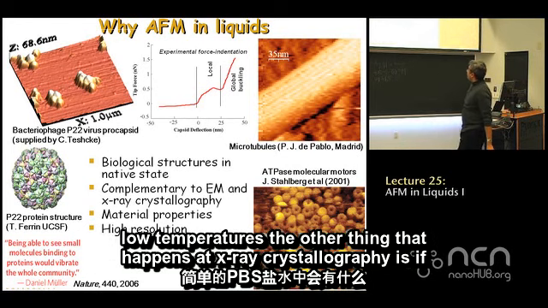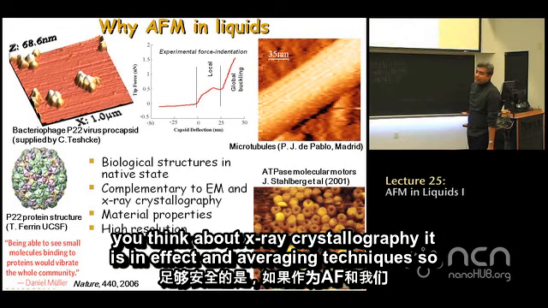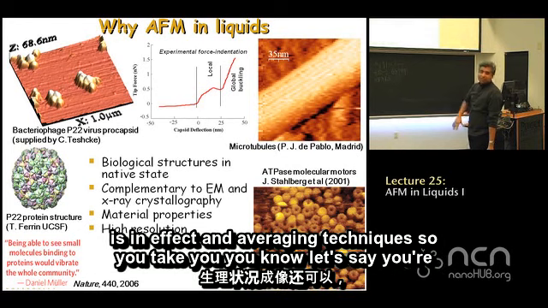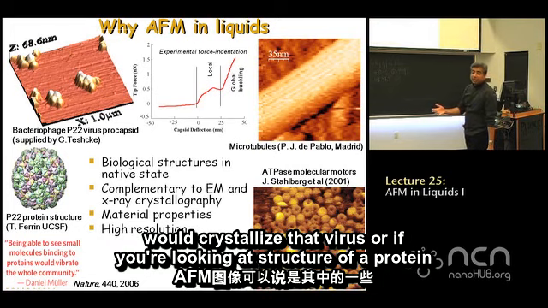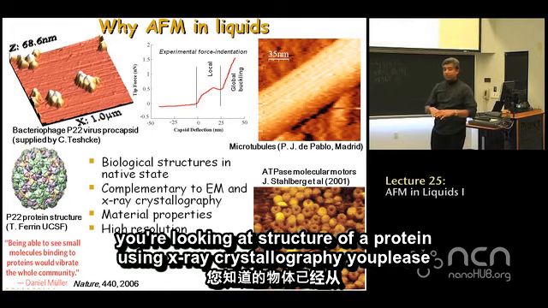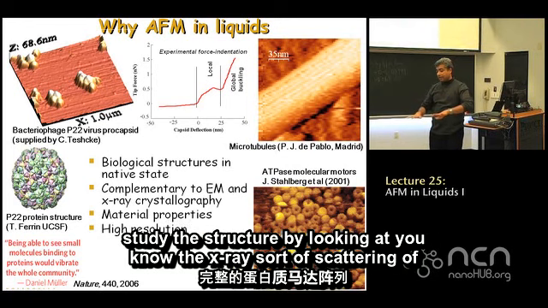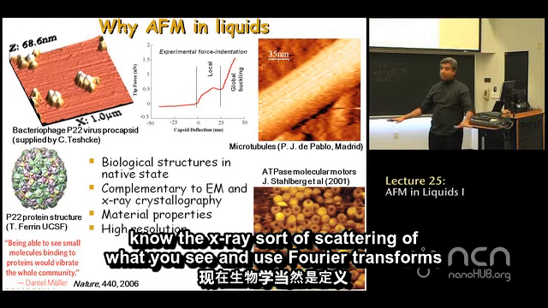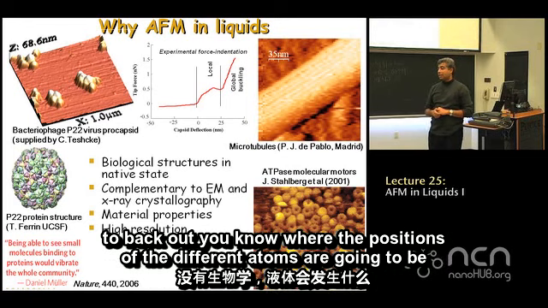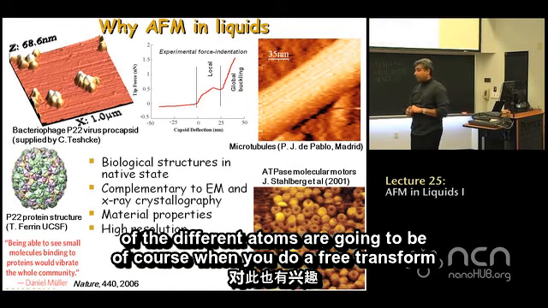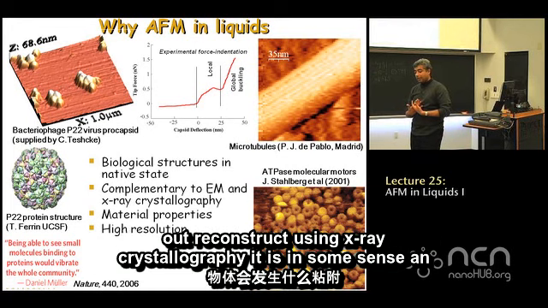The other thing that happens with X-ray crystallography is, if you think about it, it is in effect an averaging technique. So let's say you're looking at the structure of a virus, you would crystallize that virus, or if you're looking at the structure of a protein using X-ray crystallography, you produce crystals of those proteins, and then you study the structure by looking at the X-ray scattering of what you see, and you use Fourier transforms to back out where the positions of the different atoms are going to be. Of course, when you do a Fourier transform of the image and try to back things out, reconstruct using X-ray crystallography, it is in some sense an average.